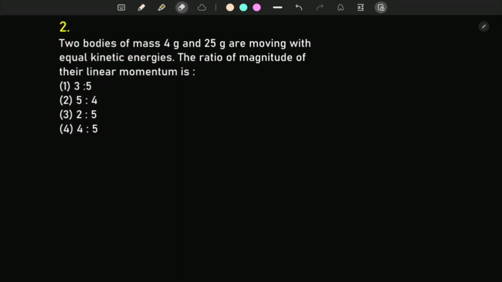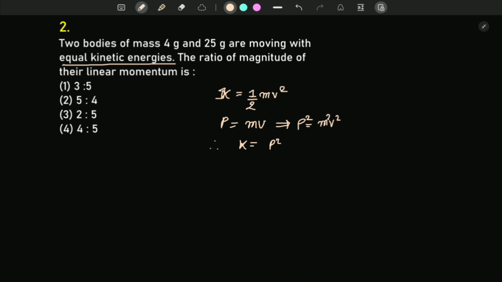So in the next question it says two bodies of mass 4 gram and 25 gram are moving with equal kinetic energies. We need to find the ratio of magnitude of their linear momentum. So kinetic energy K equals half mv square. We know this. And also we know linear momentum P equals mv. So I can say P square equals m square v square. Now from two equations I can say K equals P square by 2m. This can be remembered as a direct relation. So from here I can say P equals under root 2mK.